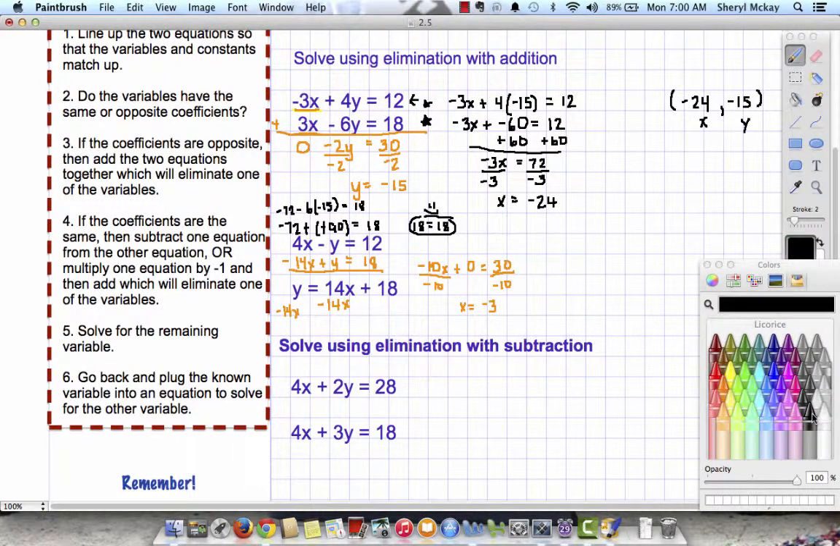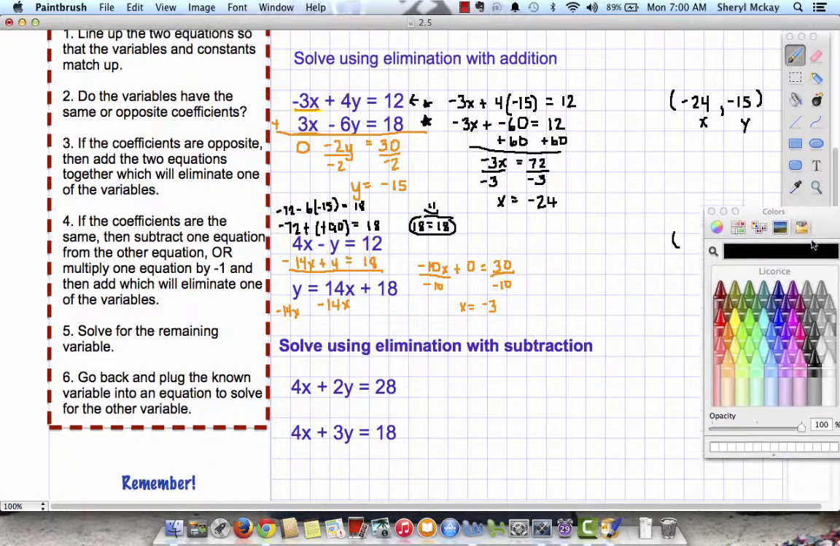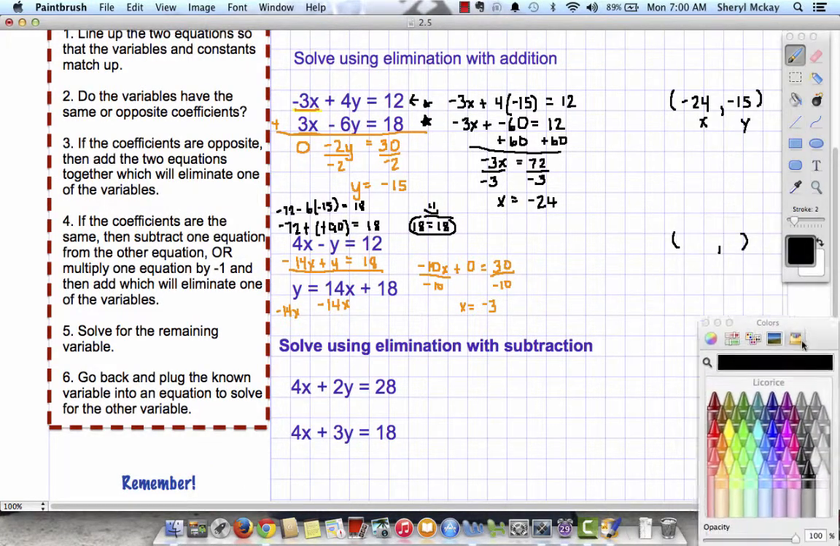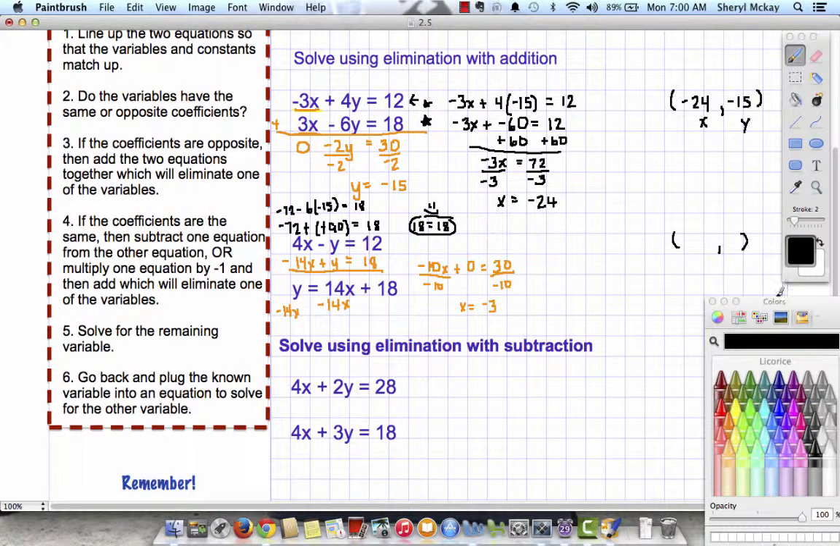Let me go back over here. Make sure that I have my x and y. I'll put this up here. I'll move this down a little bit. X and y, and my x is negative 3.